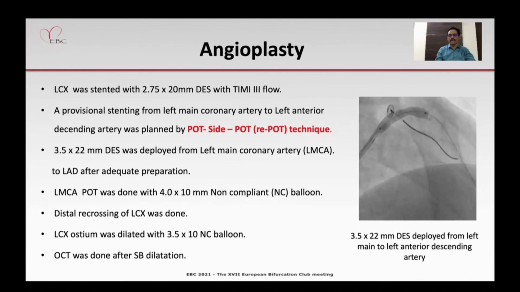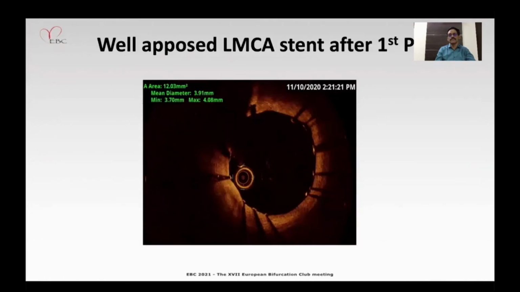As the re-POT technique requires, a distal recrossing of LCX was done, and the LCX ostium was dilated with a 3.5 by 10 NC balloon. Following the first POT, as well as after the side branch dilatation with the NC balloon, two OCT runs were done. The first showed a very well apposed LMCA stent after the first POT, that is, before the distal recrossing into the side branch and dilatation of the LCX ostium.